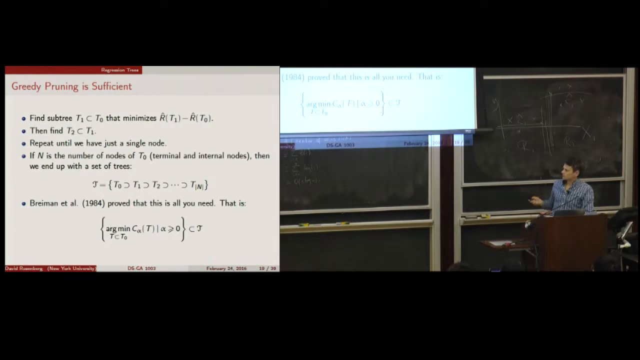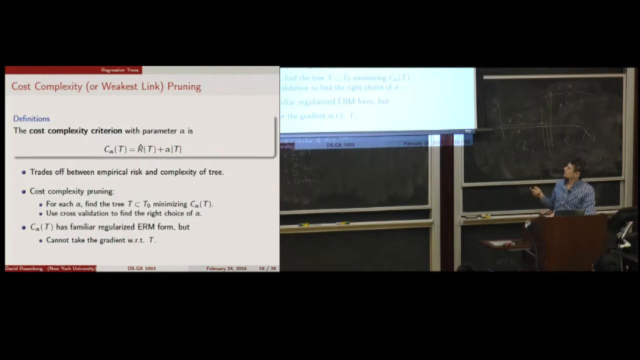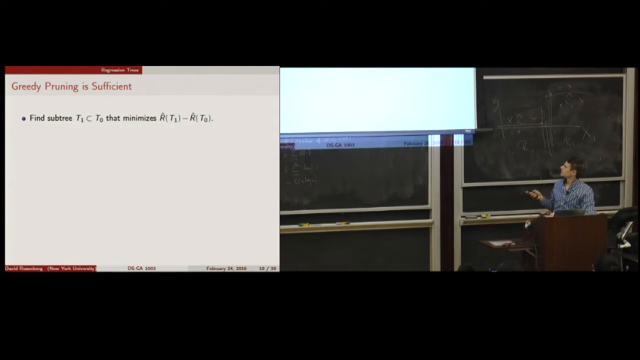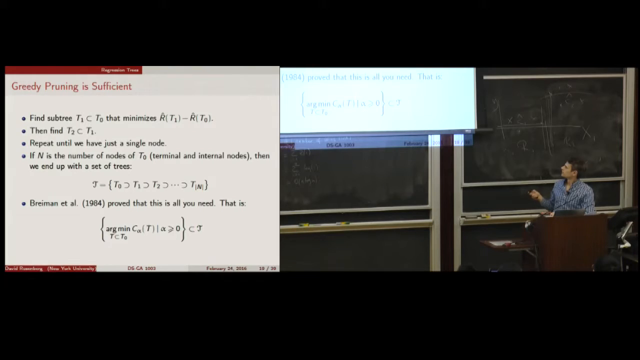And there's this amazing thing. Leo Breiman, a statistician who is one of the inventors of trees, and also invented random forest, which we'll come to later, proved this pretty amazing thing: finding a tree that minimizes this objective for a particular alpha will always give you a tree that's in this set. That's what I wrote here in math.